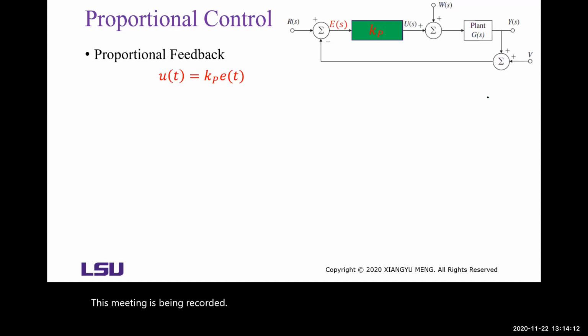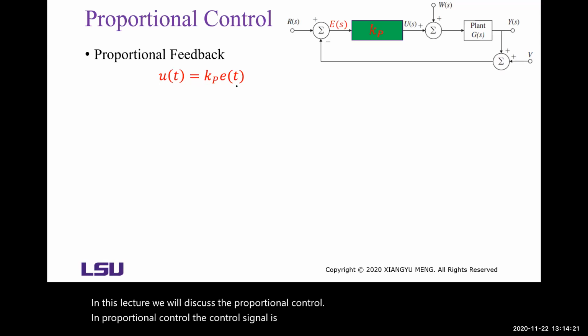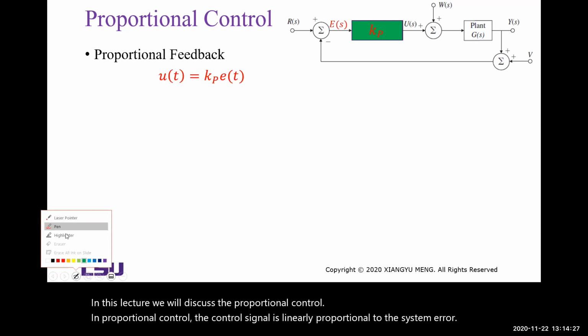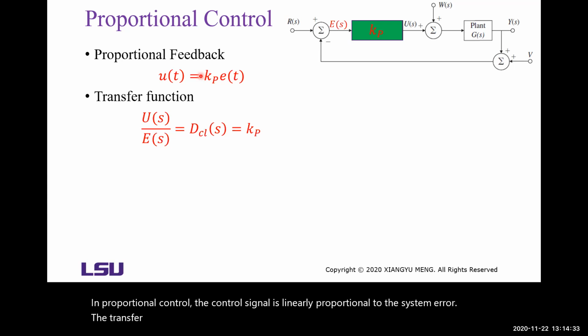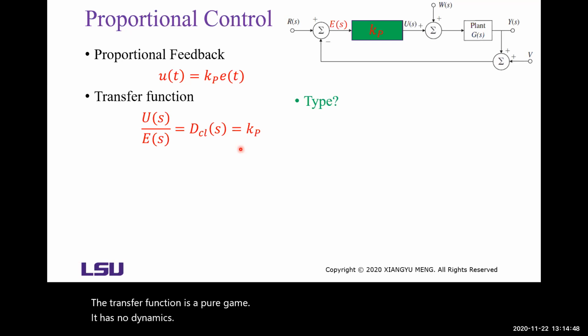In this lecture, we will discuss the proportional control. In proportional control, the control signal is linearly proportional to the system error. The transfer function is a pure gain. It has no dynamics. Then the proportional controller will not change the type of the closed loop system.